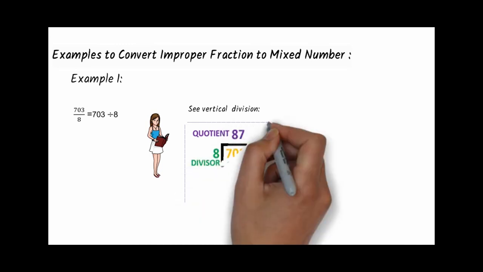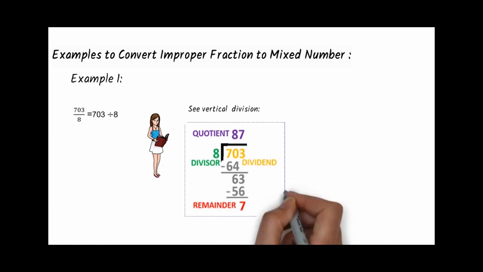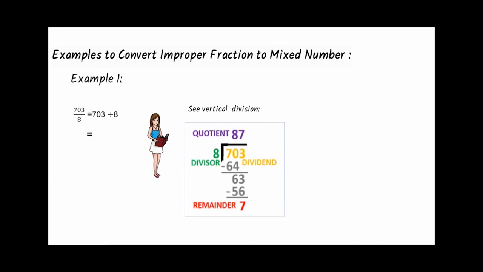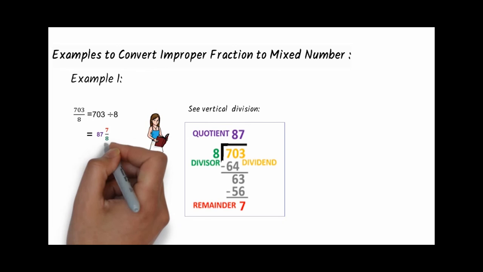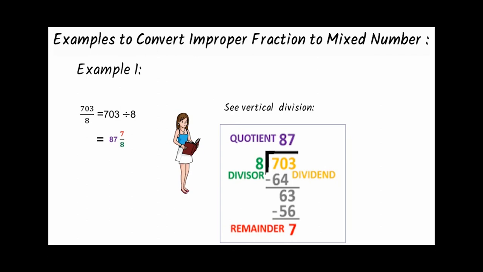In this division, in the result, we have a quotient which is 87, and that's in purple. It also has a remainder of 7, and that's highlighted in red. Now we have all of the different elements, and we're going to put them into a mixed number. So the 87, which is the quotient, will be the whole number for the mixed number, and that is the purple part. And the remainder 7 will be the numerator of the fraction in the mixed number. And the divisor 8 in green will be the denominator of the fraction in the mixed number. So our final answer is 87 and 7/8.